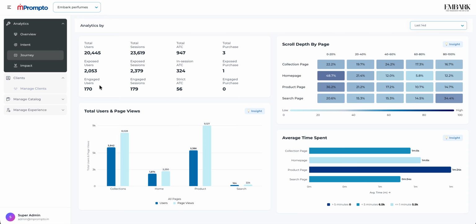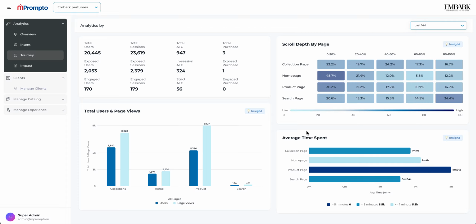Then you see journey. Here in journey, you can see total users, total sessions, total ATCs, total purchases, and then exposed people's same narrative and engaged users same narrative continues. You see the scroll depth, and you see the number of people who have scrolled to say 80 to 100% on a search, as opposed to a home page where 48% are dropping off at a 20% mark itself. You see the total users and page views for that particular day, so you get a sense of what's happening on these pages, and you get to see average time spent.